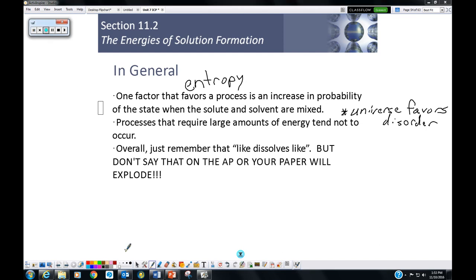Going back to our demo that we did at the beginning of class. Overall, remember that like dissolves like. However, do not write that and expect to get credit for like dissolves like on the AP. So you need to explain this.